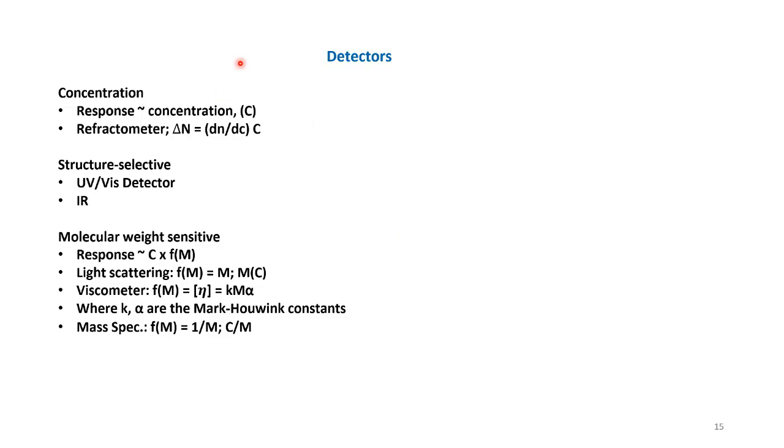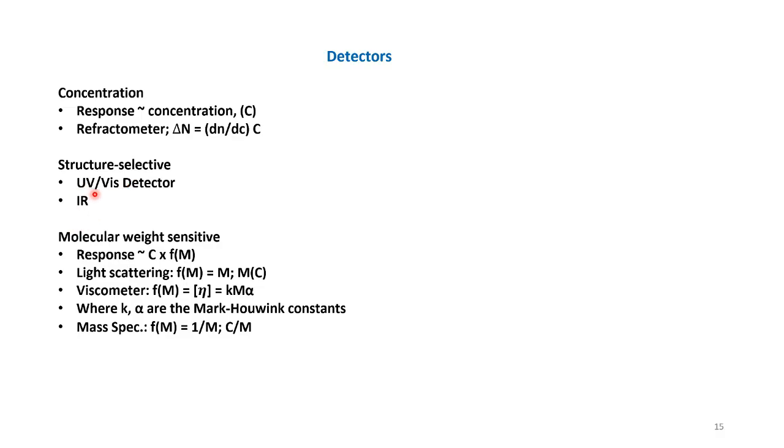So the detectors detect the concentration depending upon the response which we are getting, and we have a refractometer which uses this equation for calculating the concentration, that is C. Then for structure selectivity we have a UV detector or an IR detector. The molecule has to be UV absorptive. If it is not, then we are not able to detect it. The detector will not be able to detect unless it has UV-vis absorption or IR absorption.